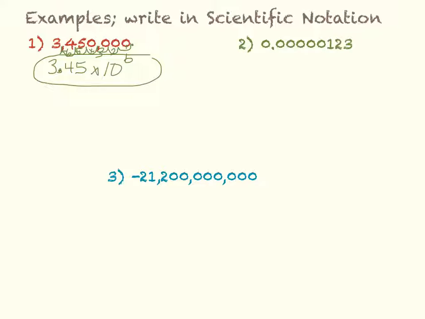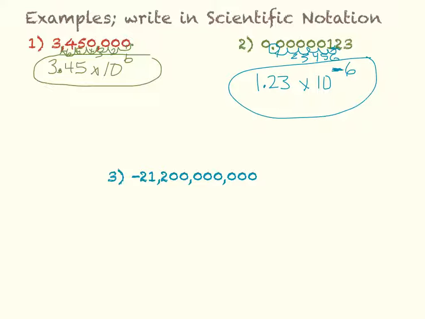The next one, I have 0.000000123. So I need to start by finding the decimal point, and then I need to move it so there's only one number to the left. So 1, 2, 3, 4, 5, 6. This time it's a very small number, it's a decimal, so I know I'm going to have times 10 to a negative power. And I have 1.23, and I moved it 6 spots, so it's going to be a negative 6 power, and that is your final answer.